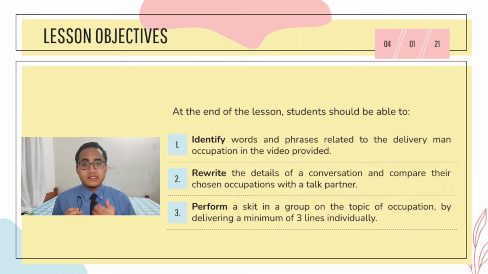At the end of this lesson, students should be able to, number 1, identify words and phrases related to the delivery man occupation in the video provided. Number 2, rewrite the details of a conversation and compare their chosen occupation with the talk partner. And number 3, perform a skit on the topic of occupation by delivering a minimum of 3 lines individually. Those are the 3 learning objectives that are targeted to be achieved in this lesson.